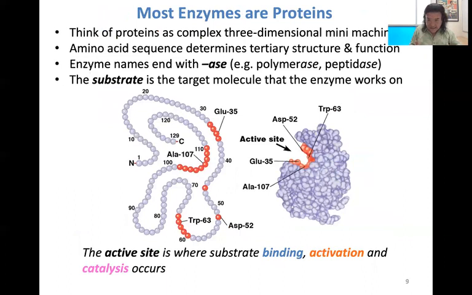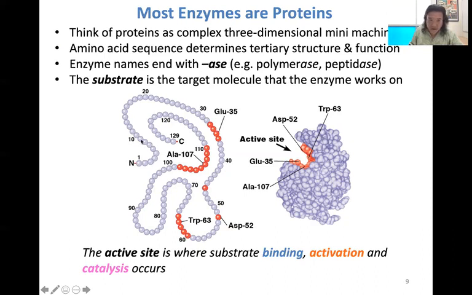So not surprisingly, most enzymes are proteins, because we often think about proteins as being complex three-dimensional mini machines. We learned that proteins can be thought of as a polypeptide chain of amino acids. You have the carboxyl terminal end of this polypeptide chain, and the N-terminal end that has the free amine group from this very first amino acid residue here.